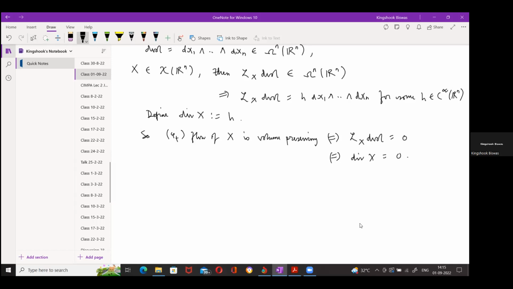All right. And using Cartan's formula, which we'll prove again now, actually you can show that if X has coordinates X_1 up to X_n, then divergence X is the summation i goes from 1 to n of del capital X_i over del little x_i. Okay.